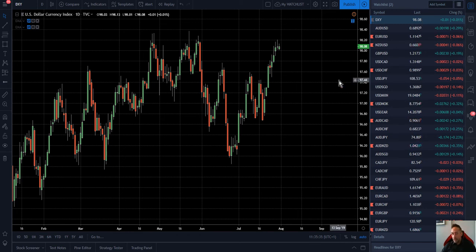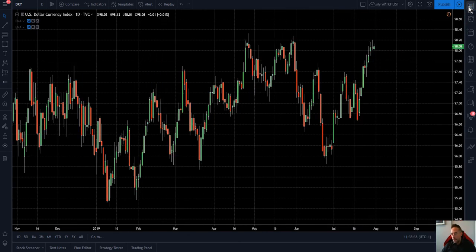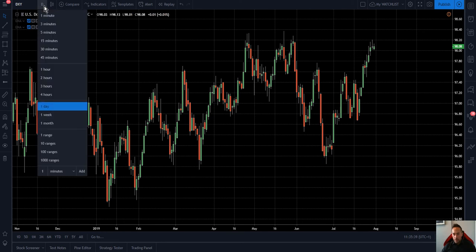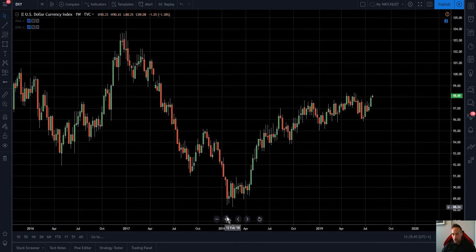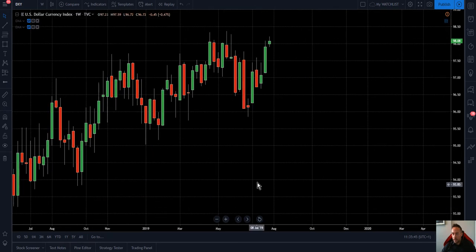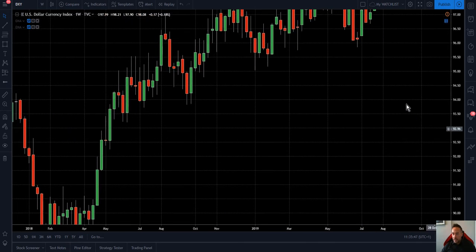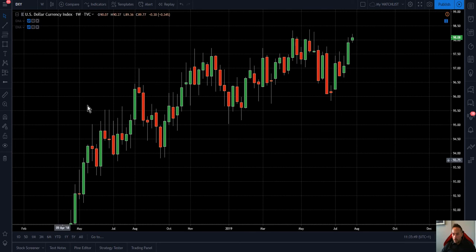So we'll just start off with the dollar index. I'm just going to really break it down from scratch so you can see what we're kind of looking at. So this is the weekly. You can see at the moment it's actually in a weekly uptrend on average, making higher highs, higher lows.